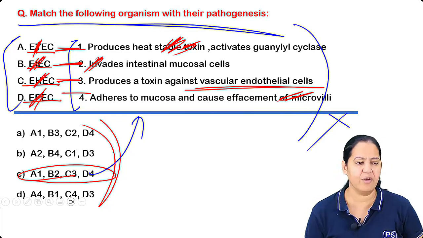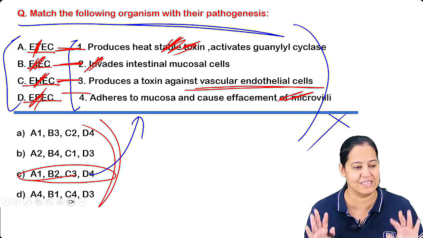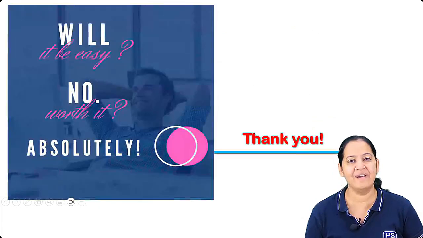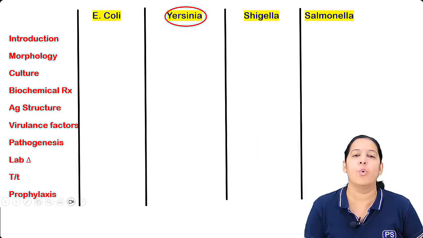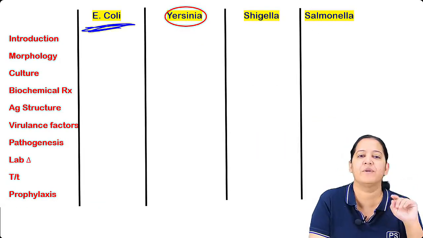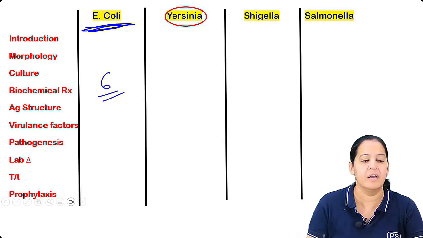Everyone got it? Why did only a few students answer? Others just sit. You got it, everyone? Okay. So can we proceed? We are done with E. coli. Here mainly you have to learn the 6 types of diarrhea. That's it.